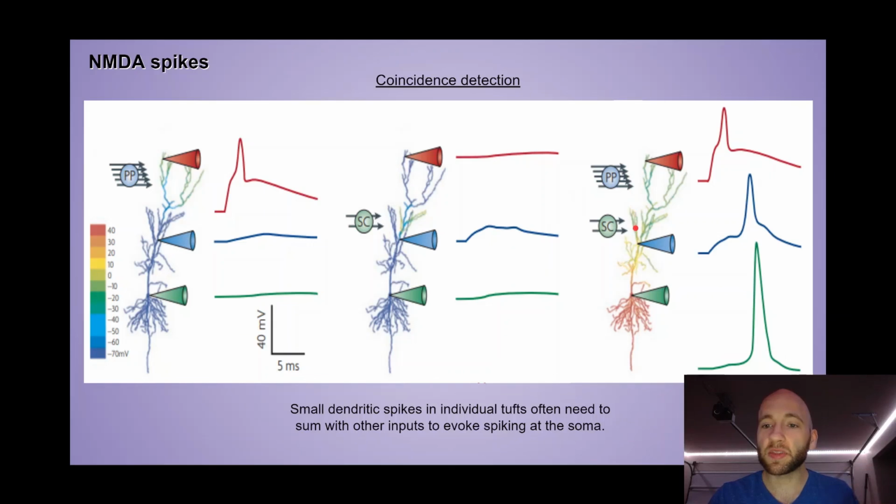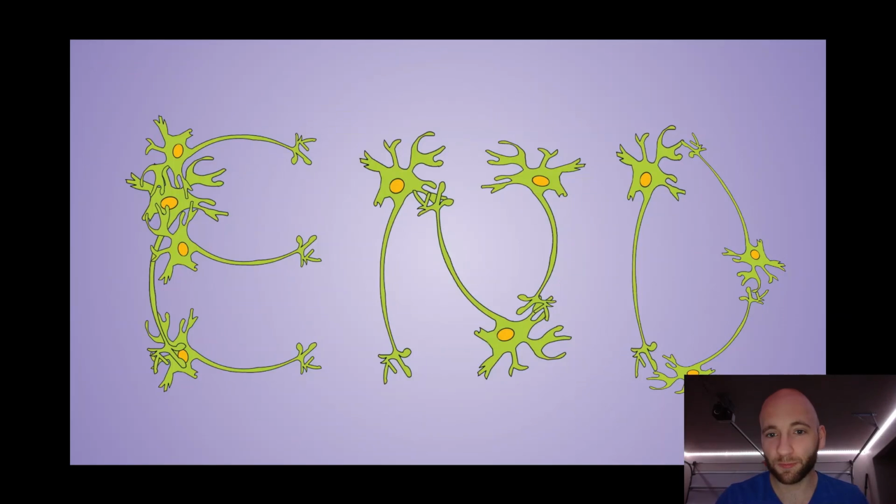But if you do them at the same time, and you space them temporally such that they overlap, this big spike in the red that we saw before was enough to induce a spike in the blue. So it's completely changed the behavior of this voltage signal. And combined, they can reliably propagate that voltage all the way down to the cell body and cause a spike down the axon. So this is just to show a simple coincidence detection example, and to say that small dendritic spikes in individual tufts often need to sum with other inputs to evoke spiking at the soma.